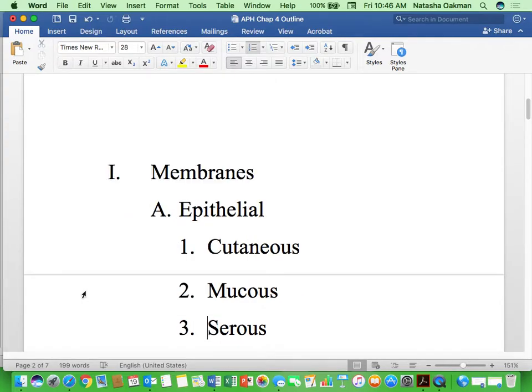And the third type of epithelial membrane is the serous membrane, or serosa. The serosa is found surrounding your organs and lining your body cavity.